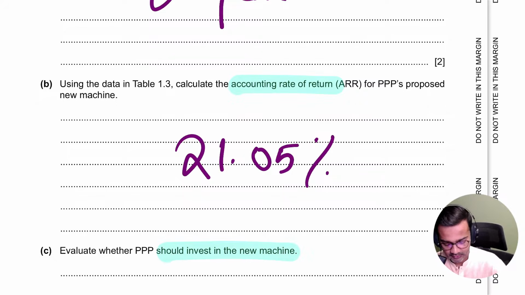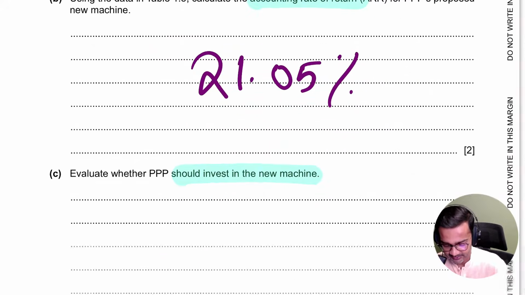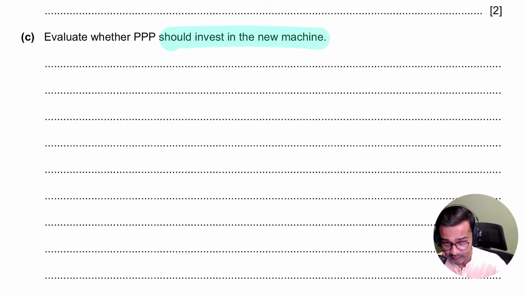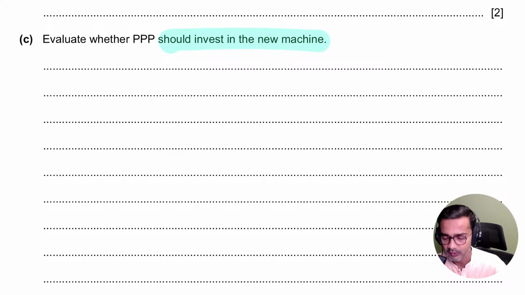Okay, now as promised, I would also attempt now a 12 marker, and since we've just calculated this, I decided I will use the 12 marker for the same question. So we're looking at question 3 part C, and the question is evaluate whether PPP should invest in the new machine. Okay, so simple question here.